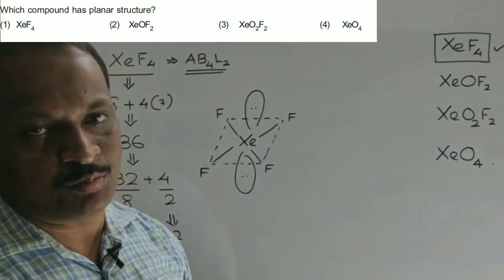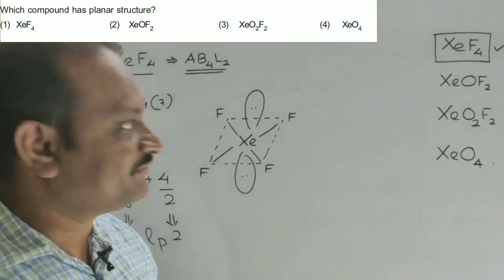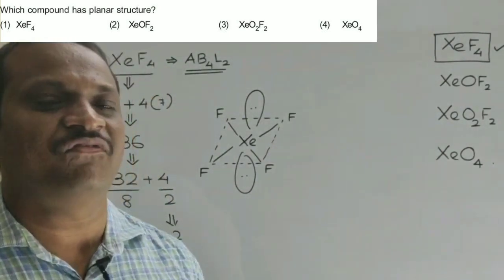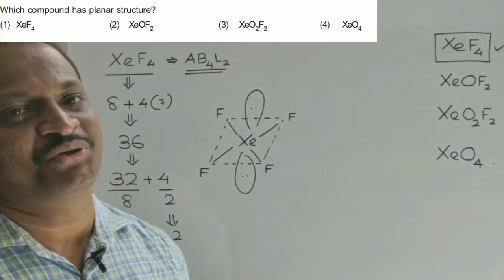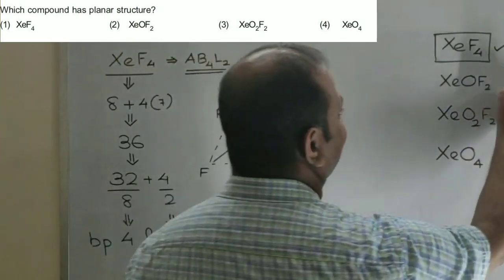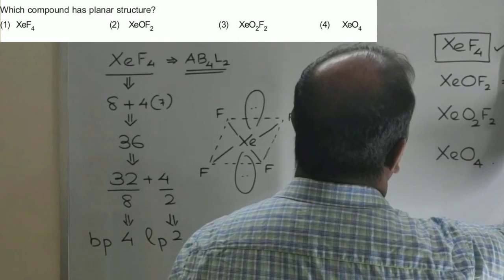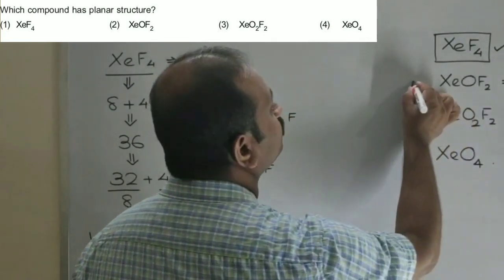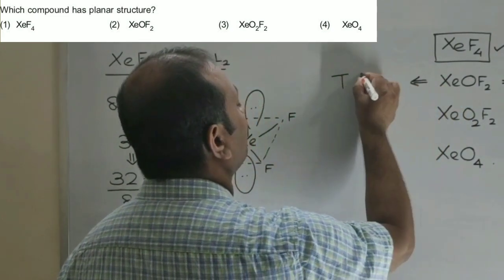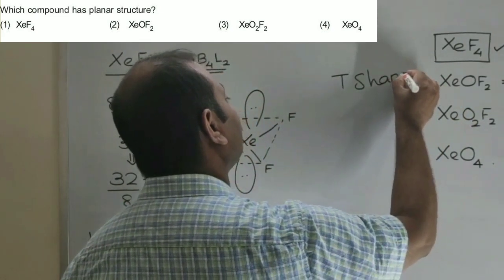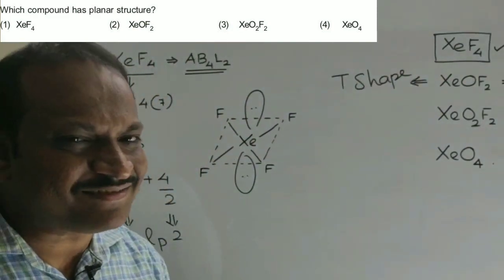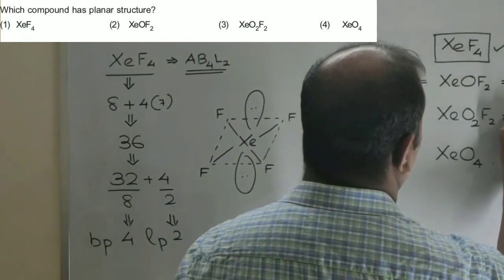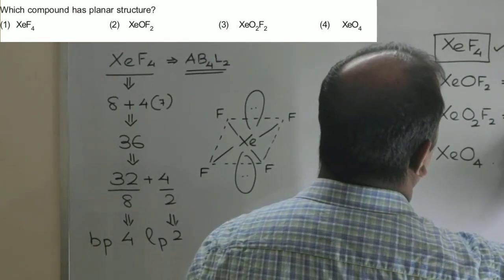And what about the other compounds? In the same manner, you can see that XeOF2, please try to understand, is an example of a T-shaped compound. T-shaped means it's an example of AB3L2. Similarly, XeO2F2 is an example of AB4L.